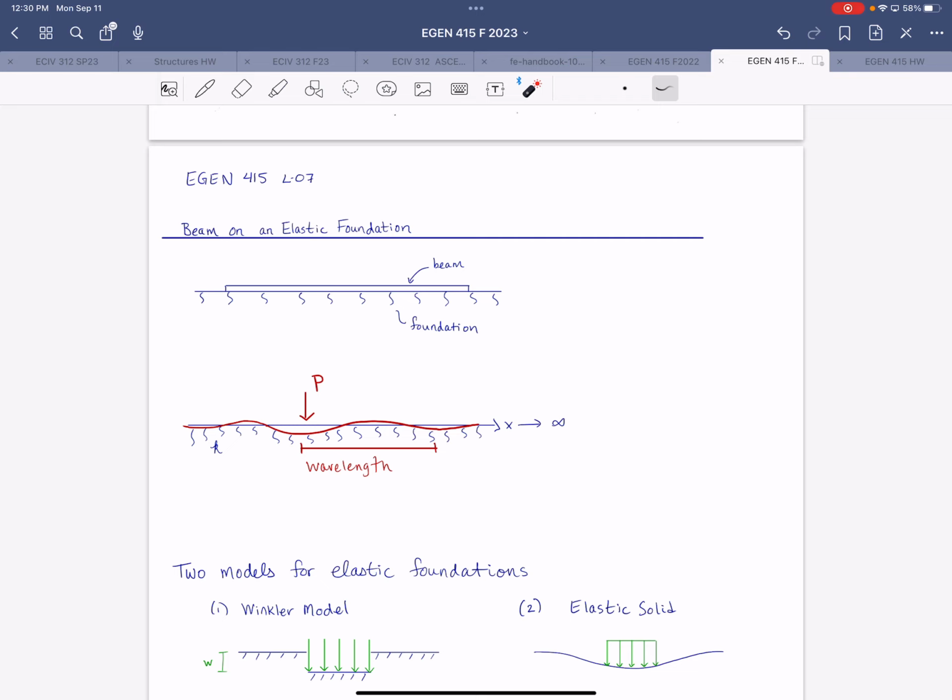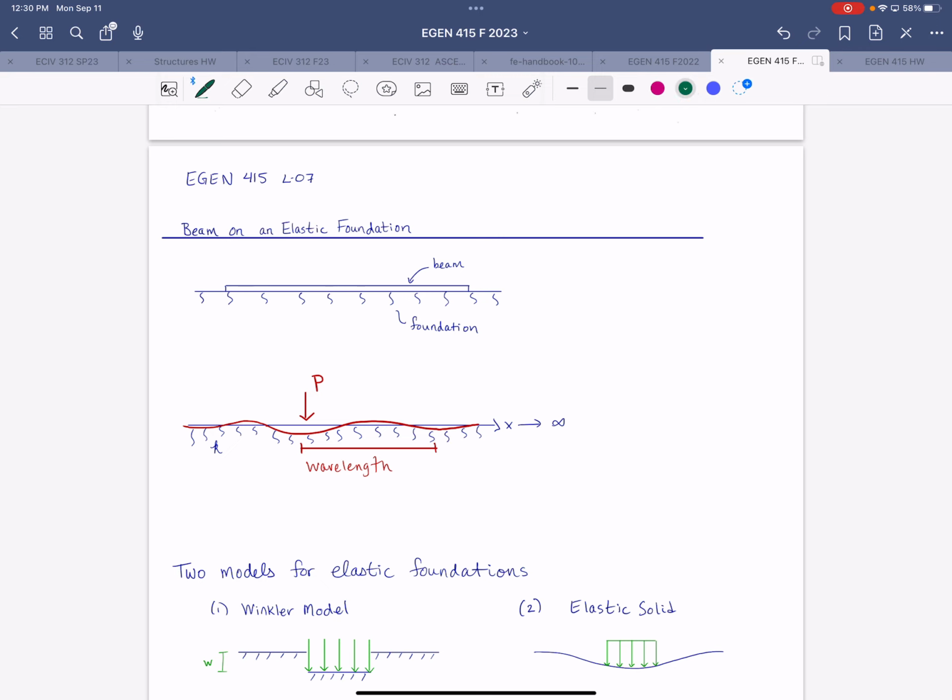In this class, we're just going to be thinking a little bit more abstractly, about infinite beams on elastic foundations. But there are some very practical applications to it. So with that, we'll get going.